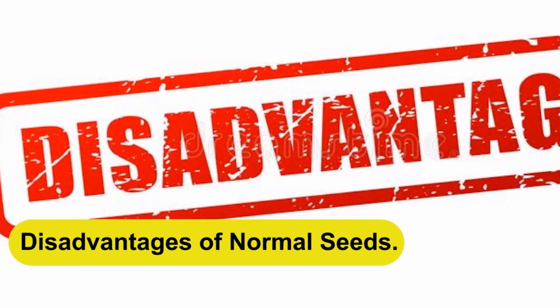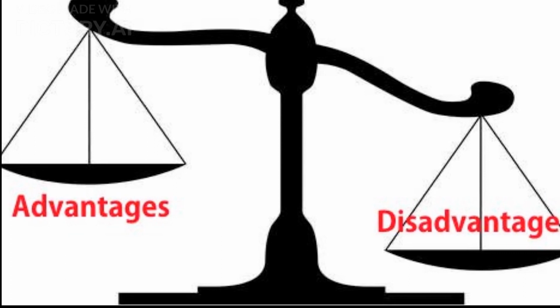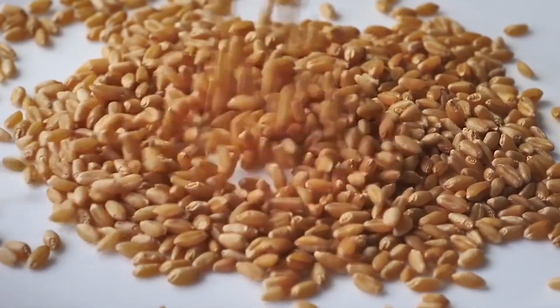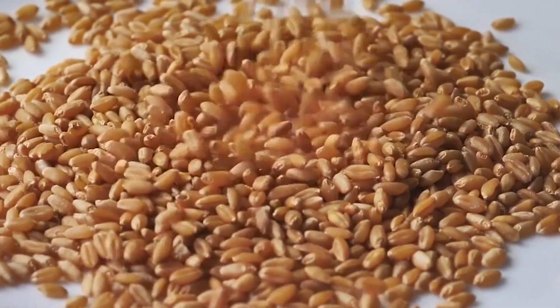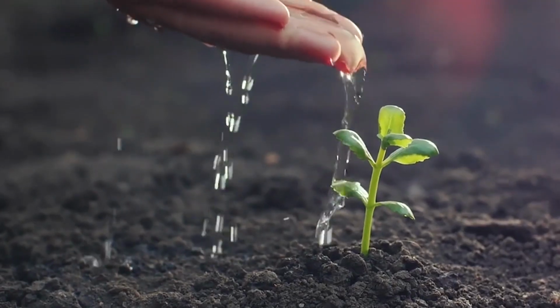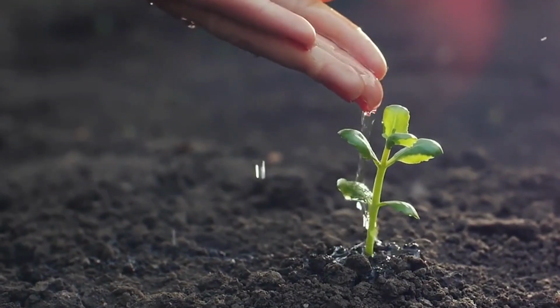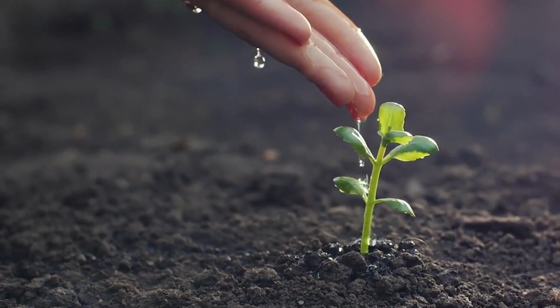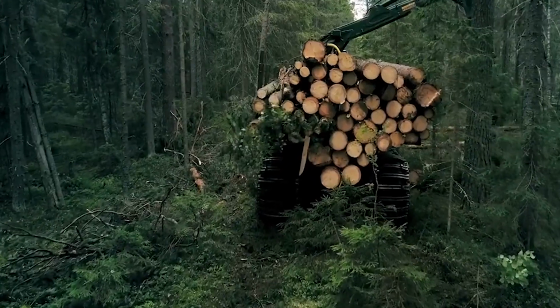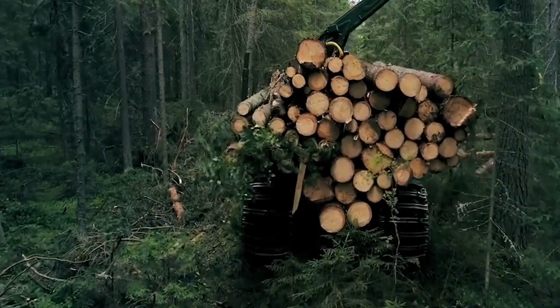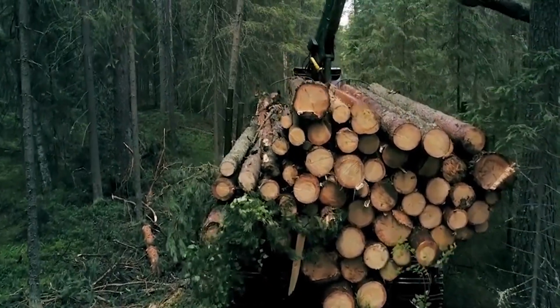Disadvantages of normal seeds. Normal seeds also have some disadvantages. Firstly, they are often less productive than GMO seeds. This means that farmers may need to use more land, water, and other resources to produce the same amount of food. This can have negative environmental impacts, such as deforestation, water depletion, and soil erosion.